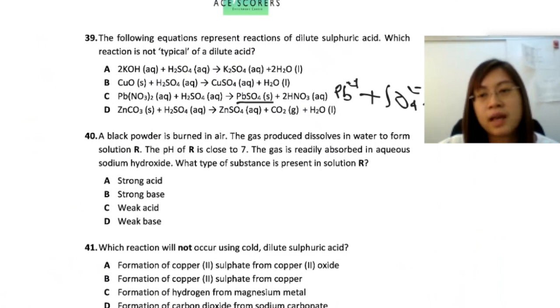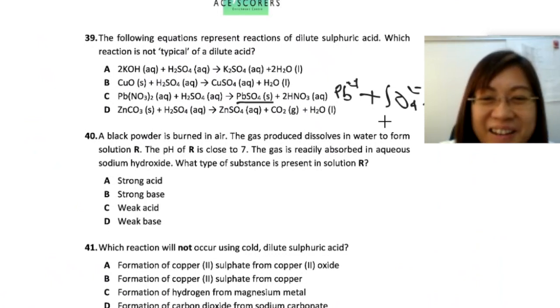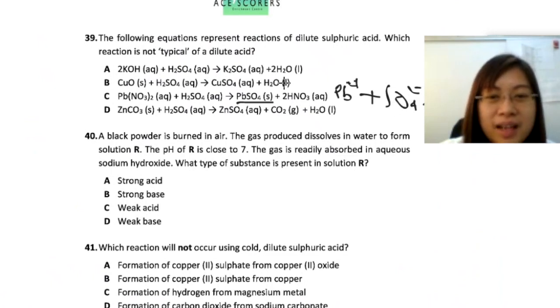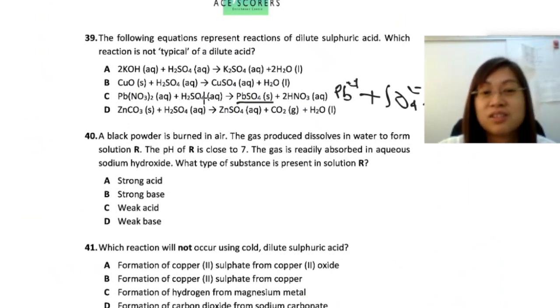But you see that, right? Okay, you understand what I'm trying to say? Yeah. Okay. All right, so can you see that in the ionic equation, H plus ions are not even taking part in the reaction at all? So it shows that this acid is not behaving like an acid. It doesn't use its H plus ions in the chemical reactions. That's why this is the answer.